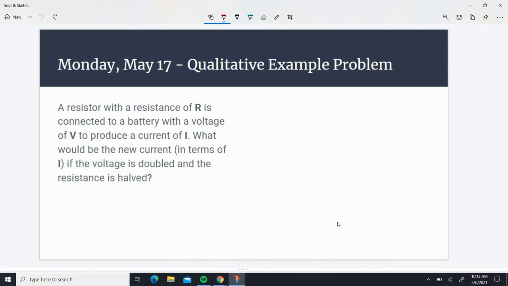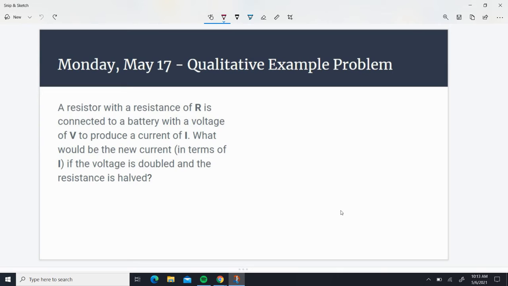Good morning. I'm going to show you guys an example of solving another qualitative example problem. We've done this before when we did Coulomb's law, qualitative problems, but let's do another one this time thinking about Ohm's law. So we have a resistor with a resistance of R connected to a battery with voltage V to produce a current of I.